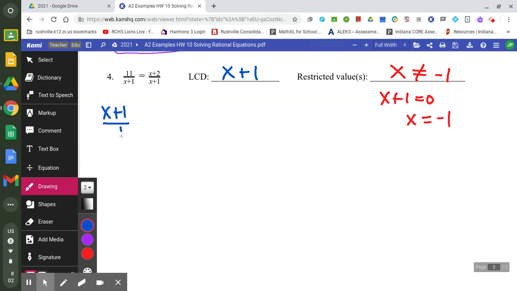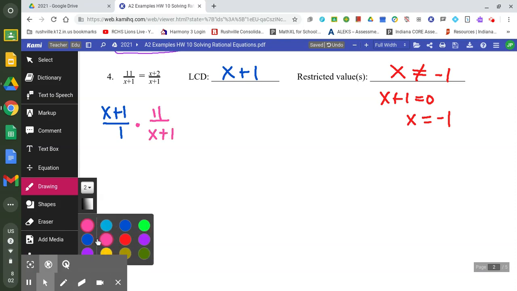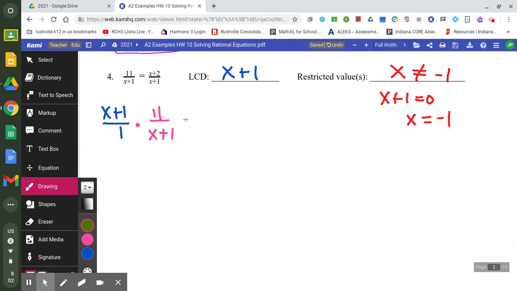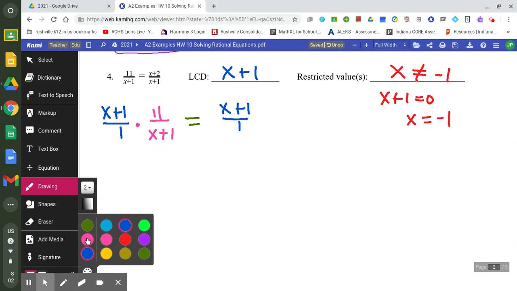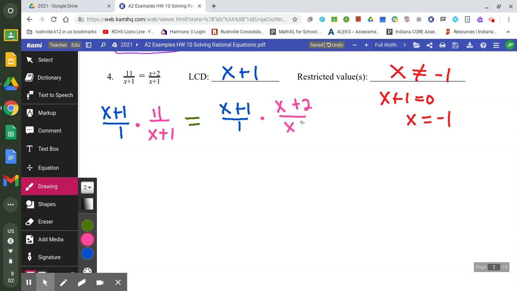So x plus 1 over 1 times my 11 over x plus 1 equals, least common denominator is x plus 1 over 1 times x plus 2 over x plus 1.